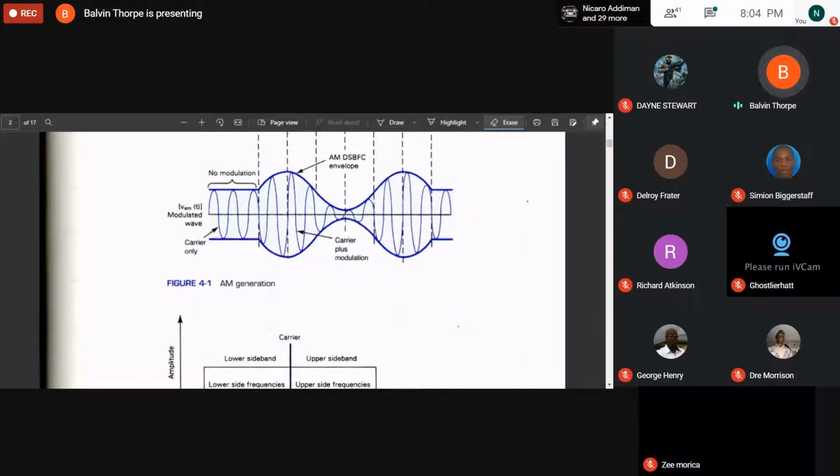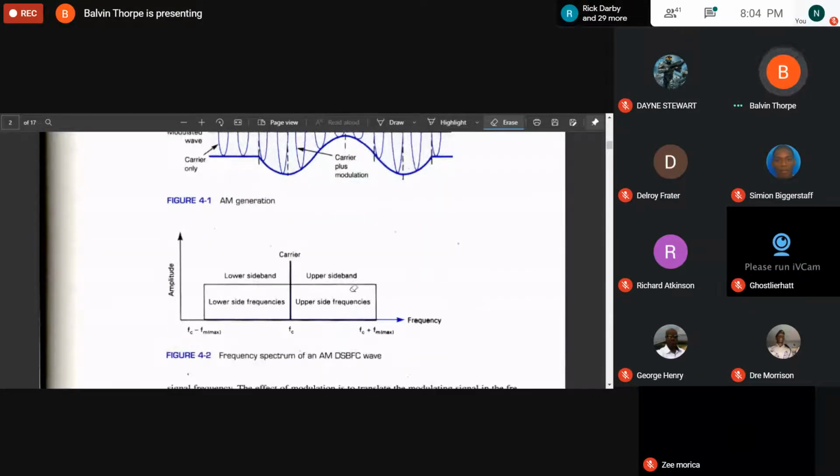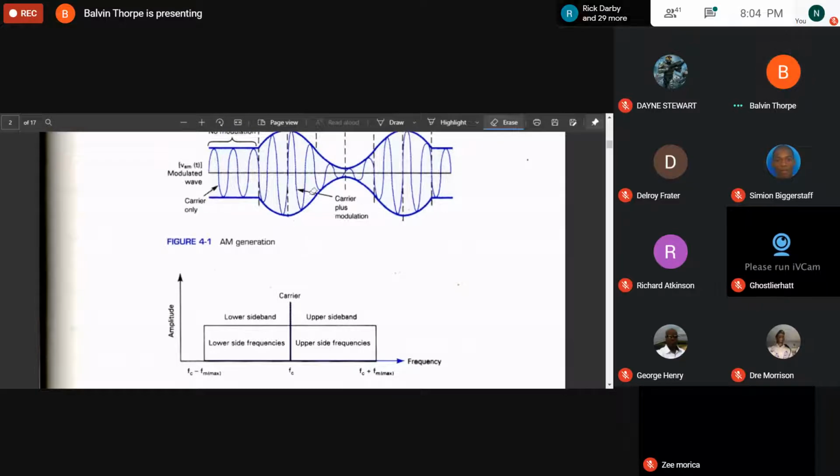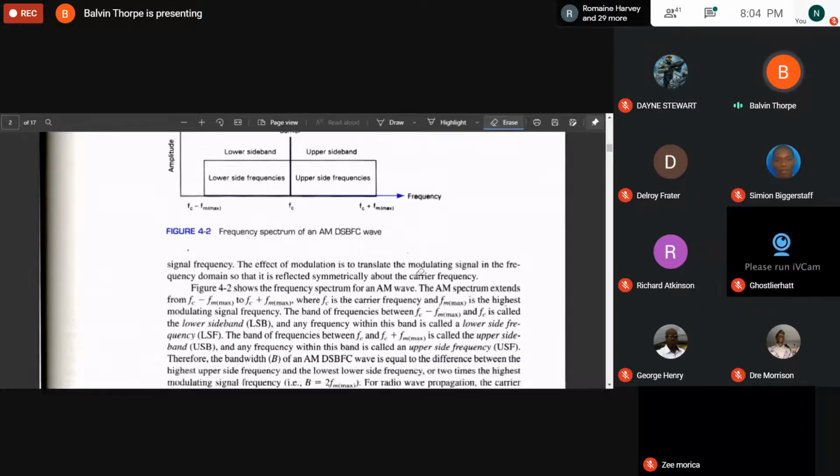Right. So this is the thing now. We don't need the carrier. But as you can see in this diagram, it's not only the carrier that we have, but we have two sidebands. One is on this side of the envelope and one is on this side of the envelope. Okay? Here would be your lower sideband and the upper sideband, which we're going to get into a little bit more when we look at the frequency of a signal.